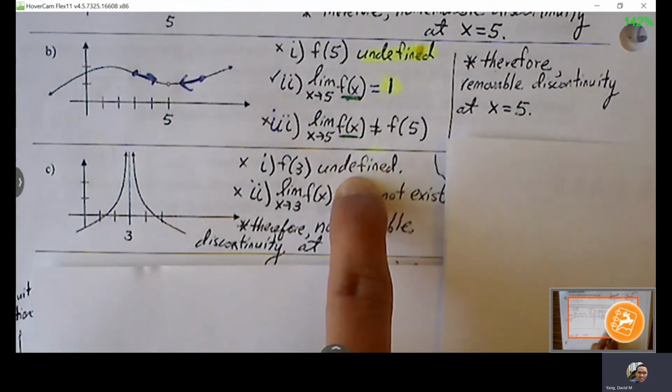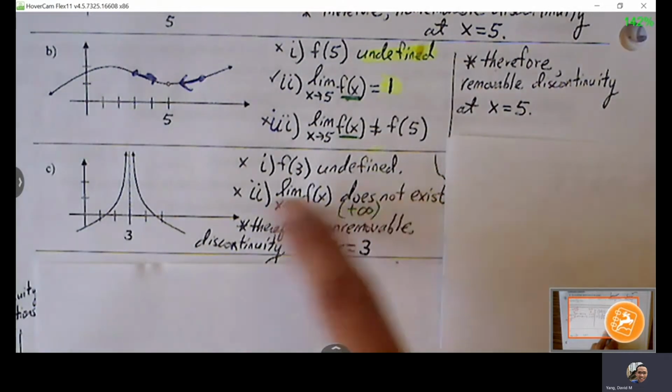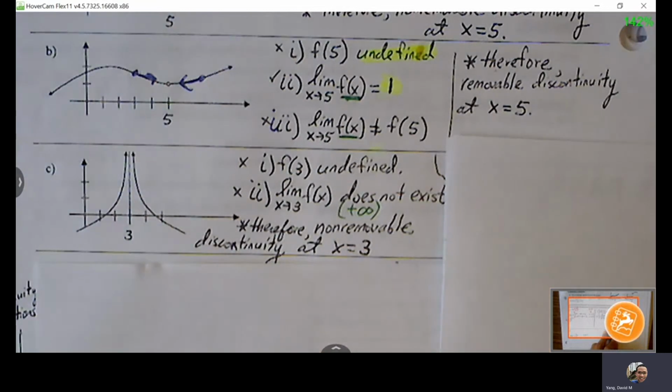Okay, so does not exist or undefined, but we're not going to define the point as infinity. The limit, however, does not exist. We already know infinity is a subcategory of DNE, so we stop there. And we say non-removable, right? Second condition fails, so there's no need to keep going. We know what type of discontinuity.